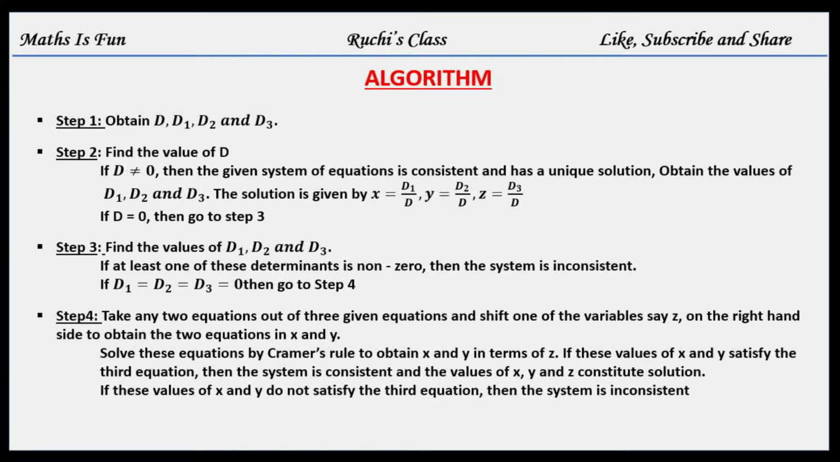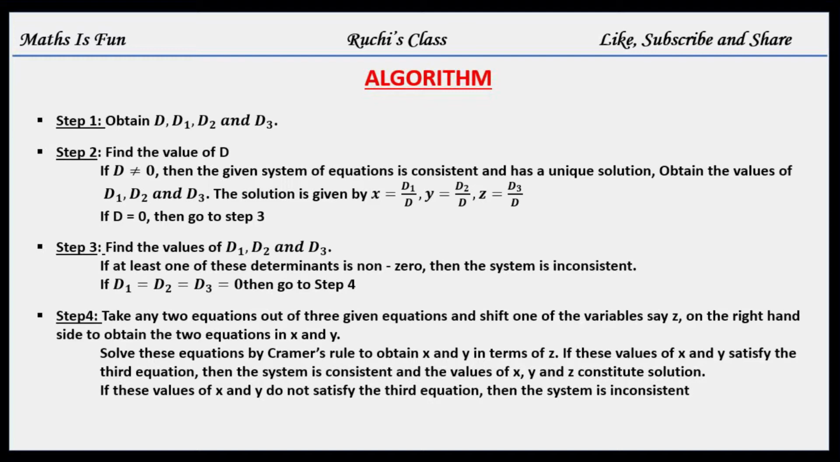If D is equal to 0, go to step 3. Find the values of D1, D2, D3. If at least one of these determinants is non-zero, then the system is inconsistent. If D1 is equal to D2 is equal to D3 is equal to 0, then go to step 4.